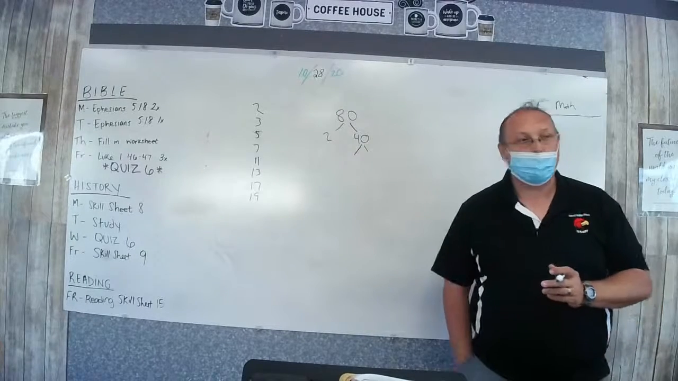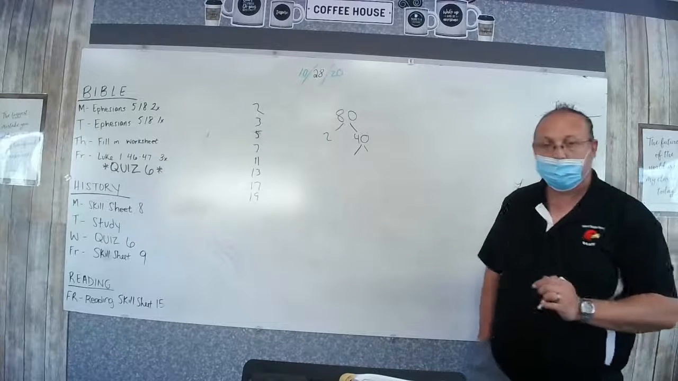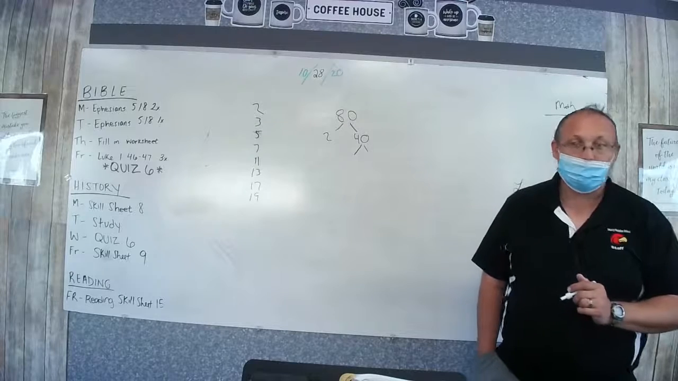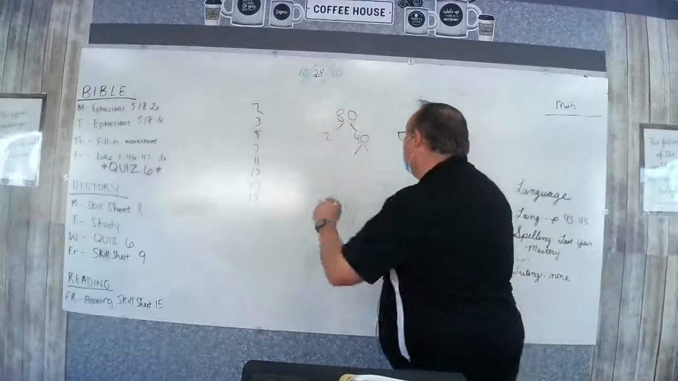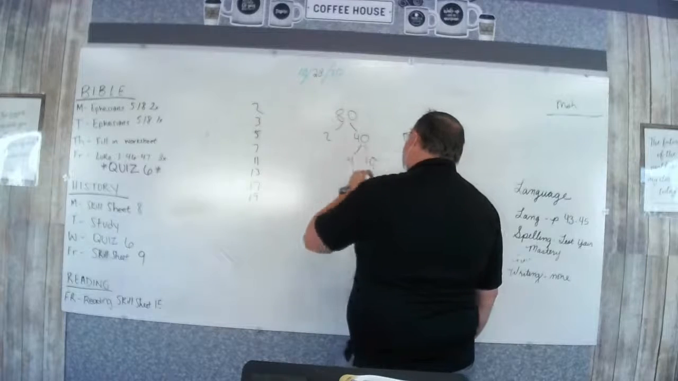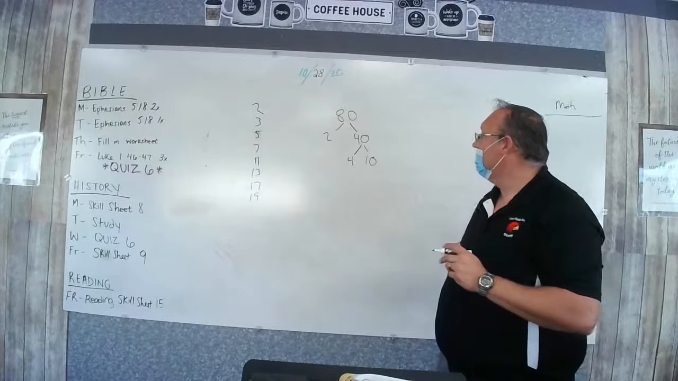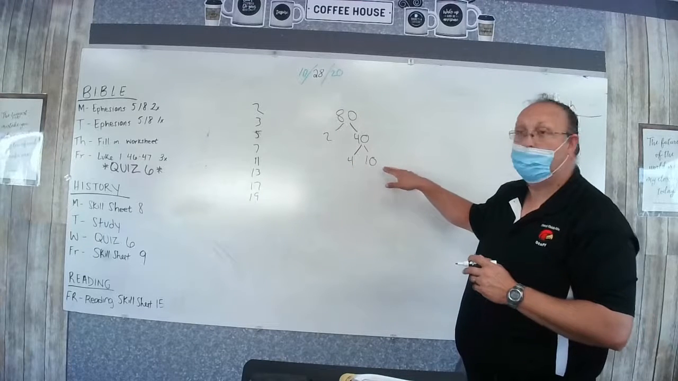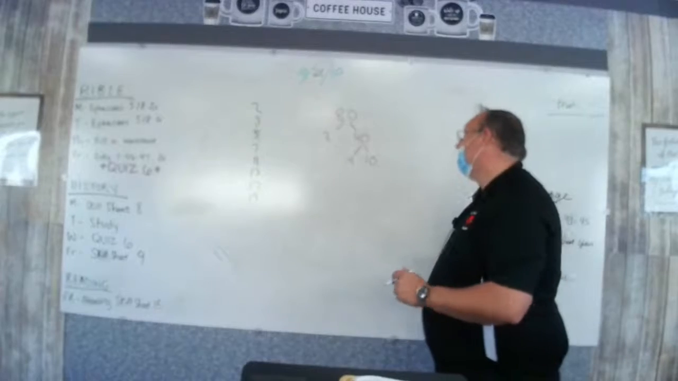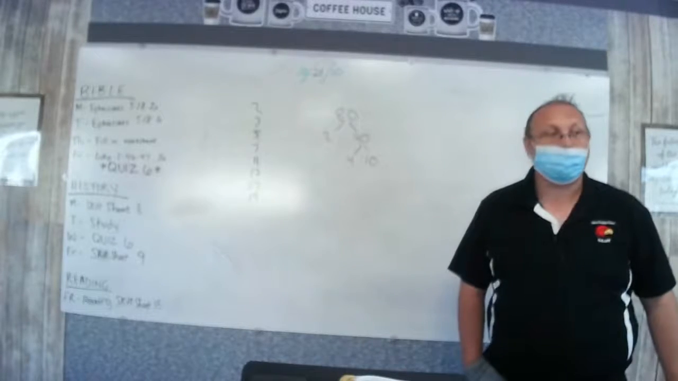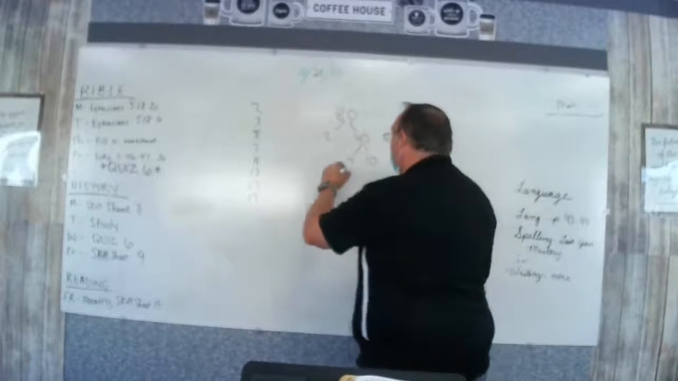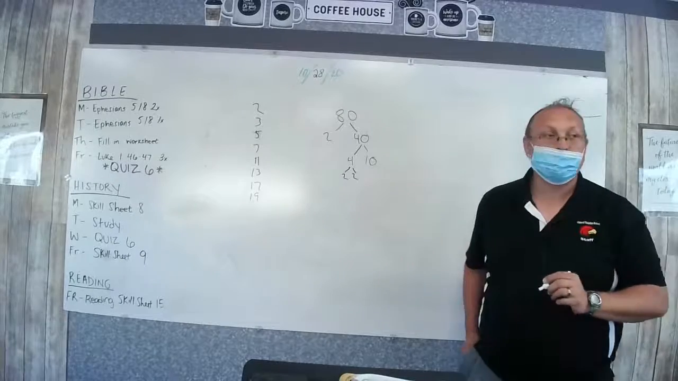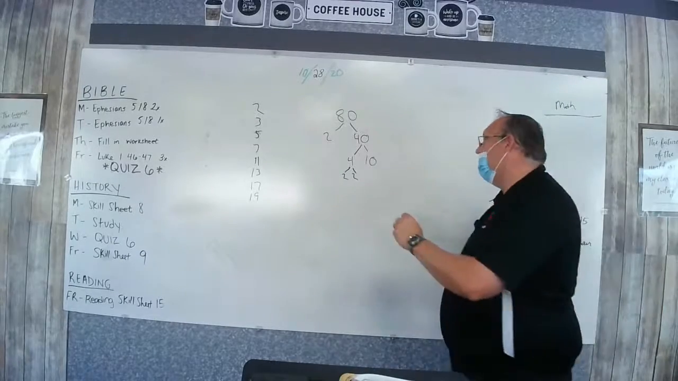What are some factors that go into 40? 10 and 4. Is 4 a prime number? Is 10 a prime number? No, it's not. So let's break 4 down. What are factors of 4? 2 and 2. What are factors of 10? 2 and 5.